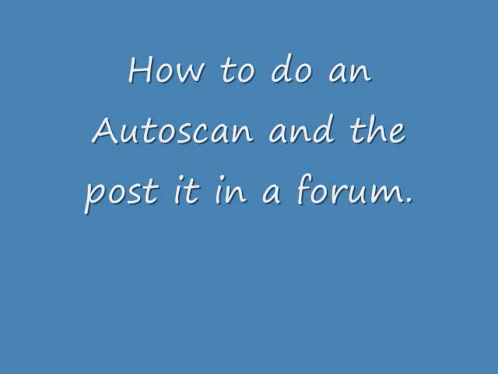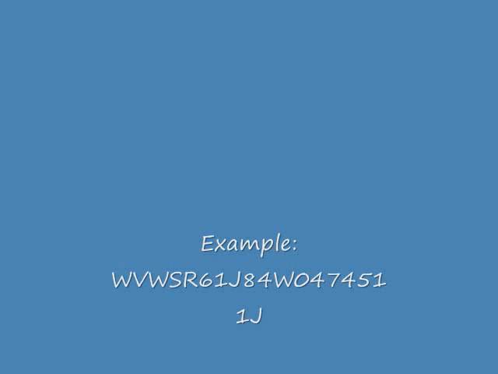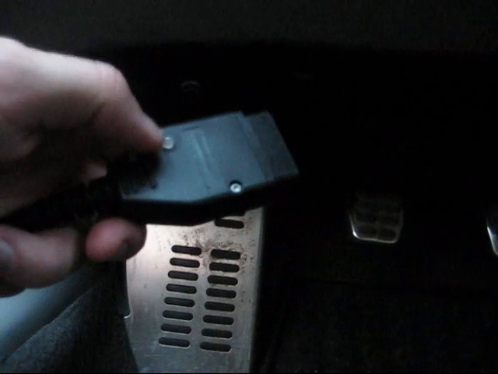Oftentimes you'll see where it's asked that you post an auto scan of your car. So here's how to do this. Take a look at the VIN number, and the 7th and 8th digits are your chassis code. Here's a VIN number we use for an example. And you can see that the 7th and 8th digits are 1J. So it's a 1J chassis code.